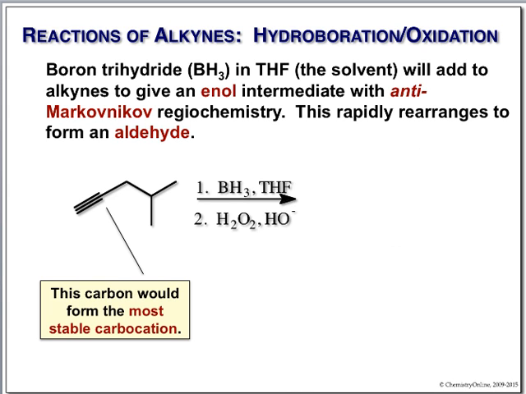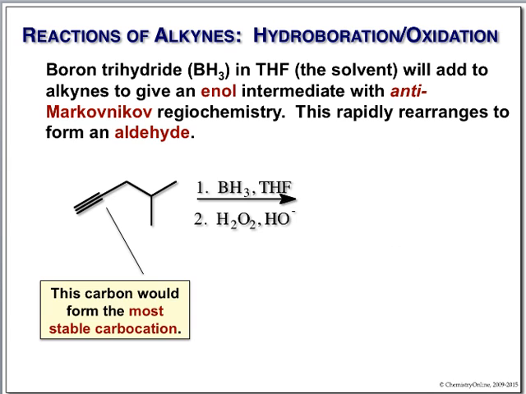So we start off looking at our alkyne, and we decide which one of these is the Markovnikov carbon. Which one would form the most stable carbocation? We have a primary and a secondary. Obviously, we would put the carbocation on the secondary carbon. However, this is hydroboration. So what happens is the boron will add to the anti-Markovnikov carbon, putting the hydrogen here where we would get the most stable carbocation.